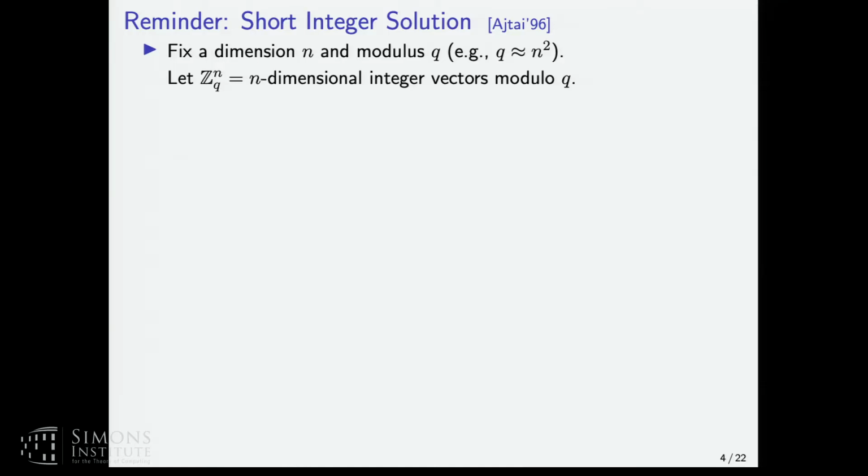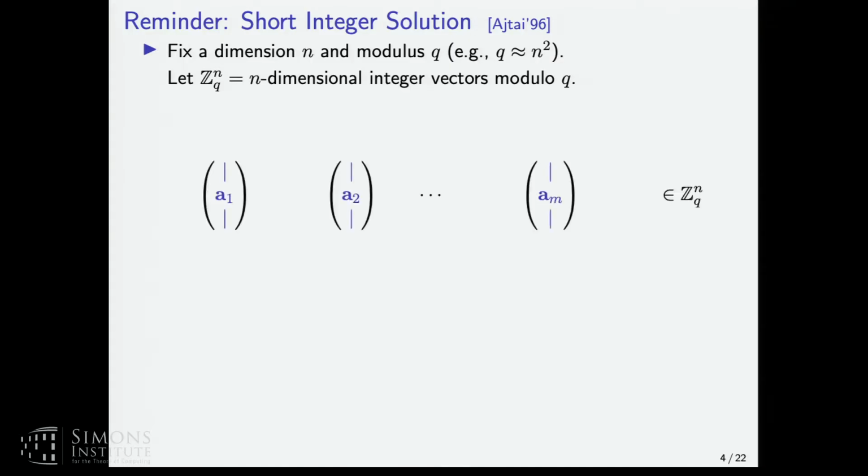The SIS, or short integer solution problem, was first defined, but I think not named, by Ajtai in '96. The problem has two main parameters, a dimension n and a modulus q. You can think of q as being relatively small, maybe a small polynomial in n is a typical choice. We're interested in the set of n-dimensional vectors of integers with mod q entries and mod q operations. So the SIS problem is as follows.